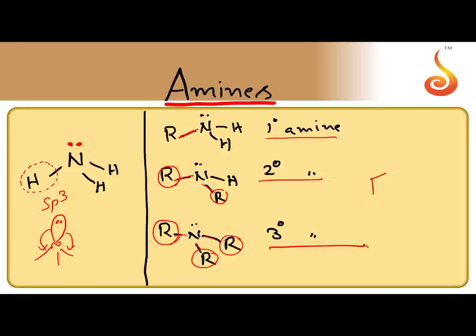If N is attached directly to a benzene ring, that is an aromatic amine. So an aryl group is introduced into the molecule of ammonia. Since N is directly attached to the benzene ring, it is an aromatic amine. Example, aniline.